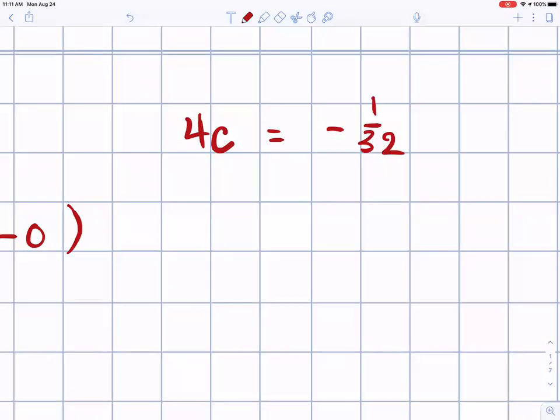Yeah, multiply on both sides by 1/4. So let's multiply on this side by 1/4. Let's multiply on this side by 1/4. Totally legal because I've done the same thing on both sides. On the left side, my 4 and my 1/4 cancel each other out, leaving me with C.